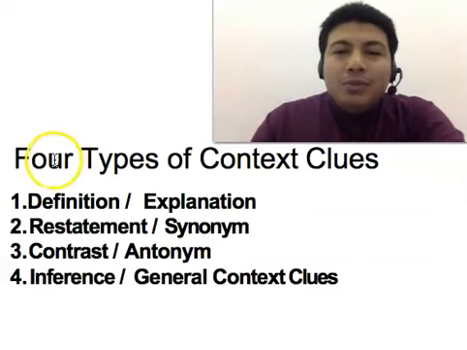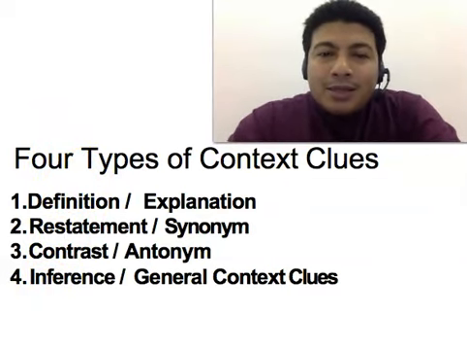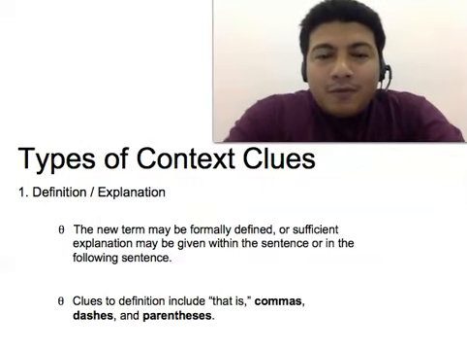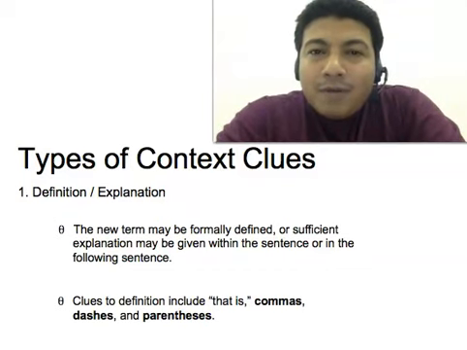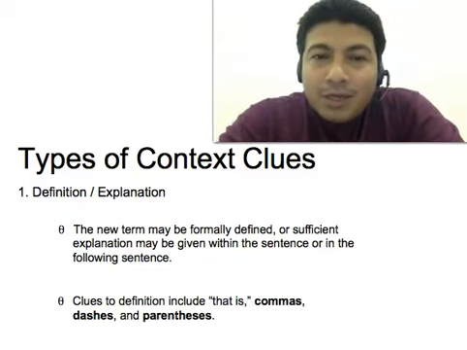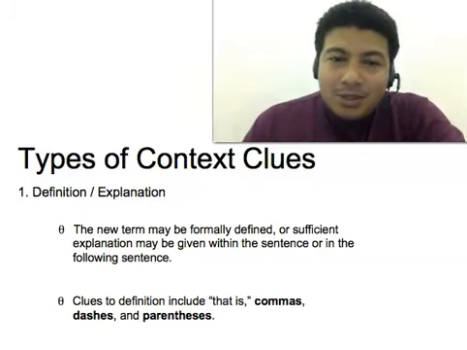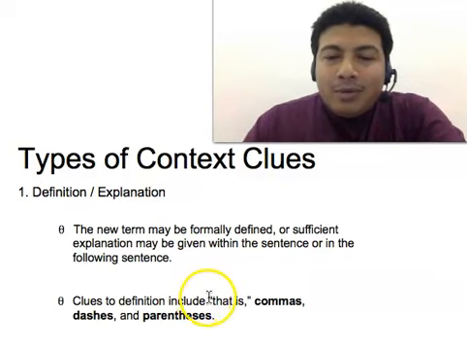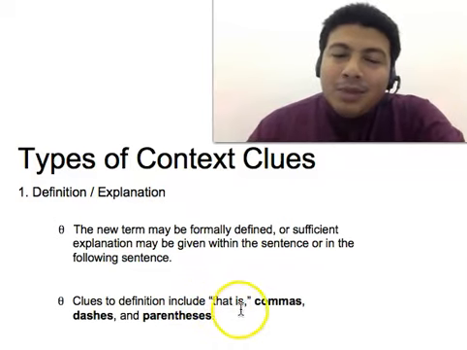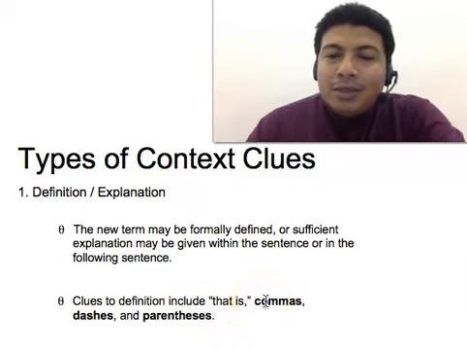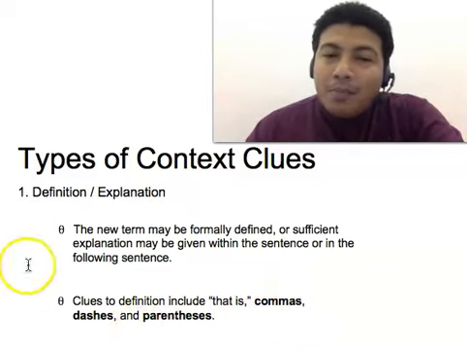So let us go through all four ways of how you can guess the meaning of a word in a text one by one. The first one is definition. Sometimes the definition of the difficult word or the term is given in the text, and it is quite easy for you to notice. Normally, you will have the meaning given after commas, dashes, or parentheses.